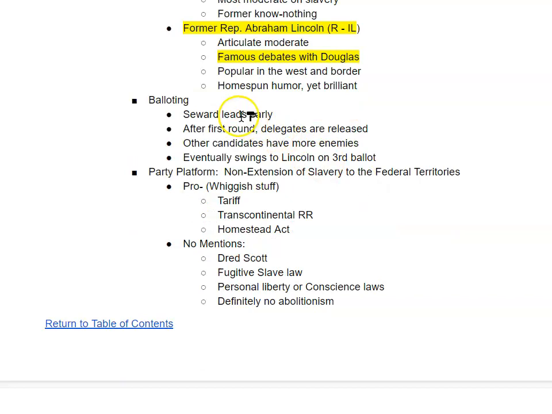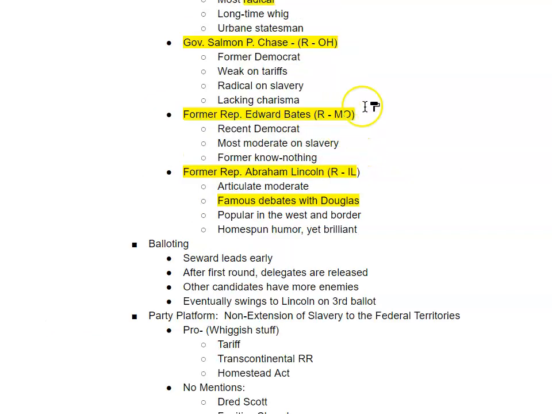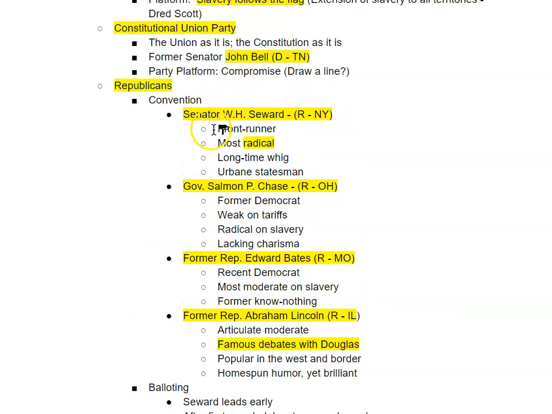In the early balloting, Seward led, but after the first round, it began swinging towards Lincoln, because there were those who supported, a big chunk that supported Chase, who would never vote for Seward. A big chunk supported Seward and never vote for Chase.